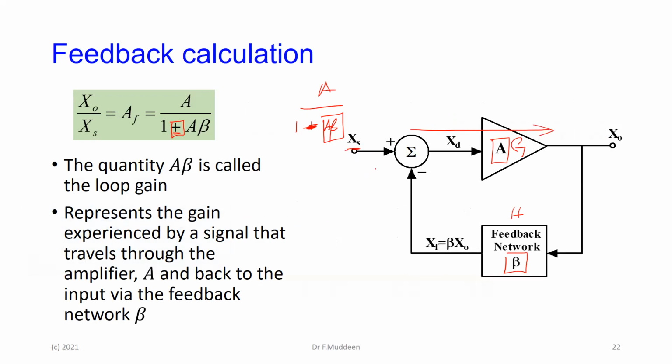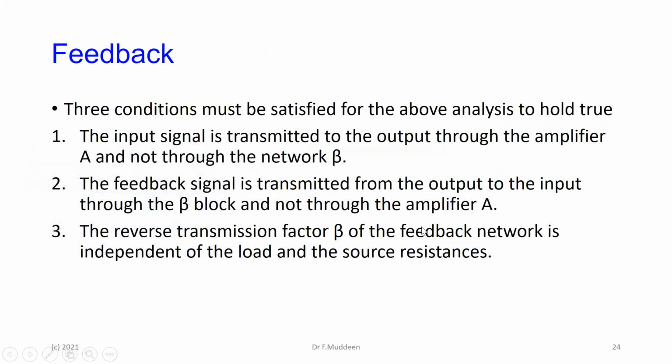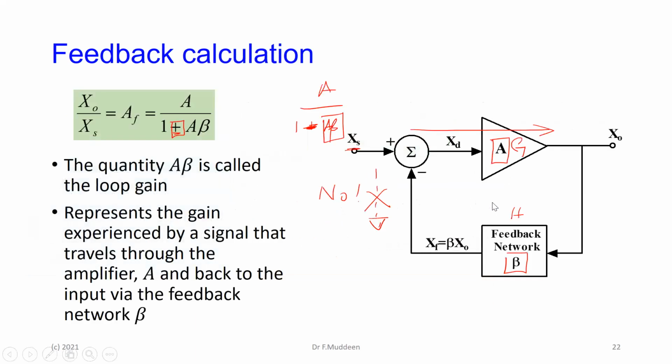I don't want anything going through here, right? And then the feedback signal is transmitted from output to input through the beta block and not through the amplifier, right? So the feedback must go this way, right? And not this way, right?